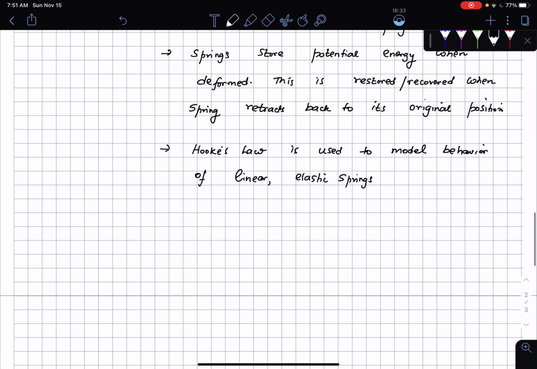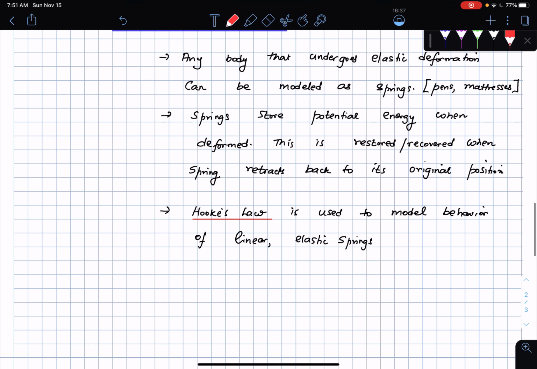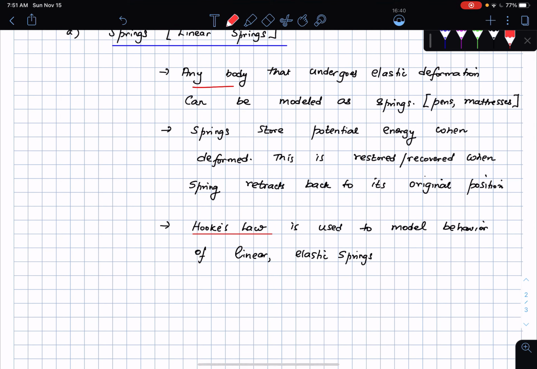Okay, and according to Hooke's law, and I just want to underline this, any body that undergoes elastic deformation can be modeled as a spring. This is a very powerful statement because you can think of beams as springs. They're going to have a certain amount of stiffness. This stiffness can be used in terms of storing potential energy, and that is typically how one tries to model complicated beams in machines and so on.